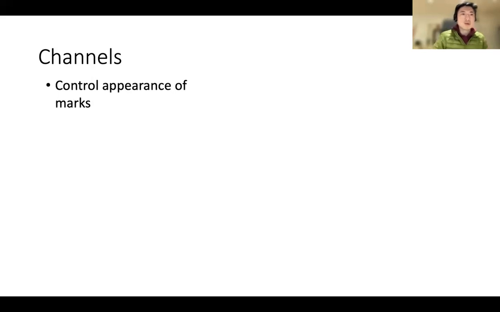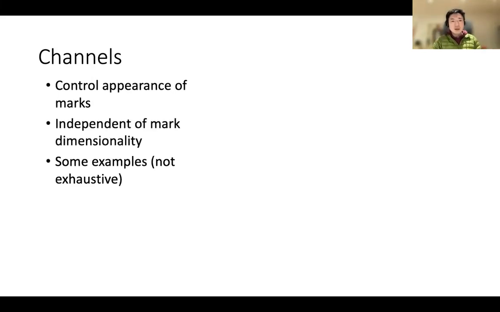Okay. And then after that, we move on to the channels. And channels are the different visual attributes or visual aspects of the mark that you can change. And they are independent of the dimensionality. So it's not entirely independent, in the sense that you can change color no matter whether it's a shape or point or line. But you cannot change, say, the length of a mark if it's just 0D, which is a point.